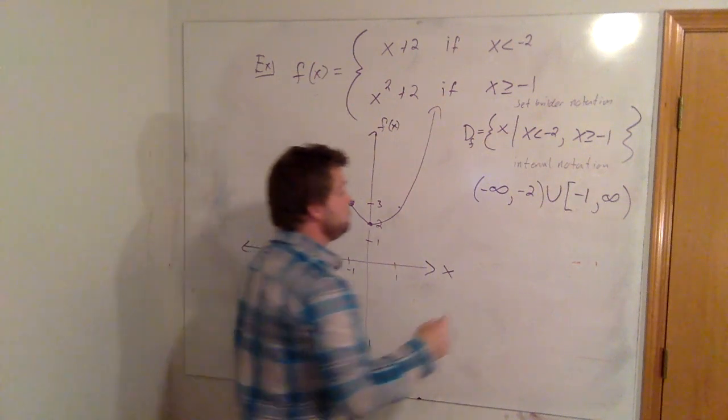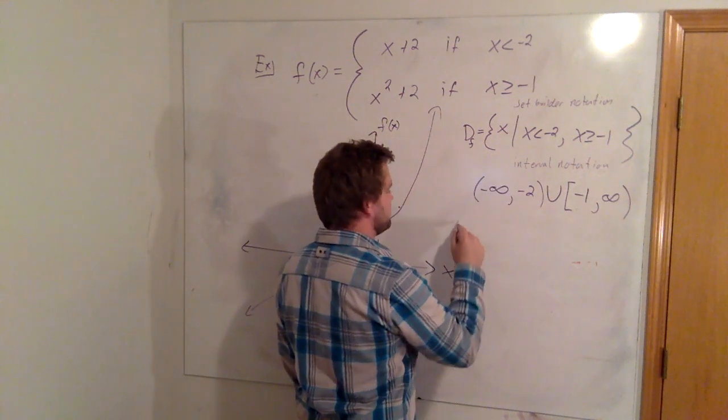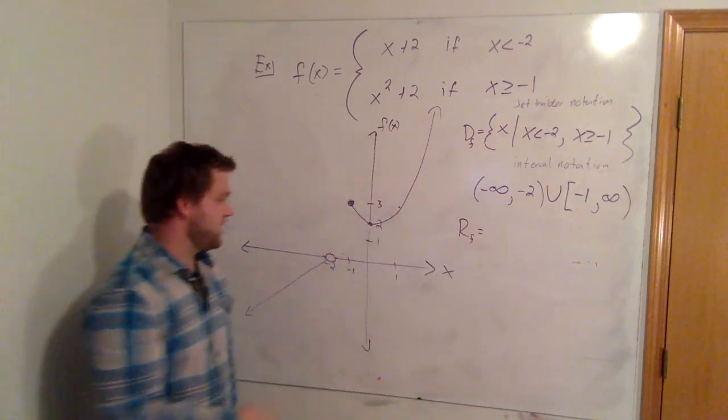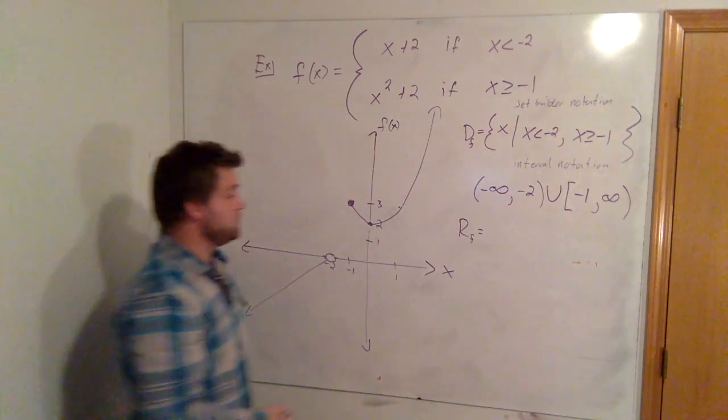Let's talk about the range. So this is the domain. Okay, that's the range. I'll put R of f. So this is the range of the function f. Now I just want to list all my possible outputs.